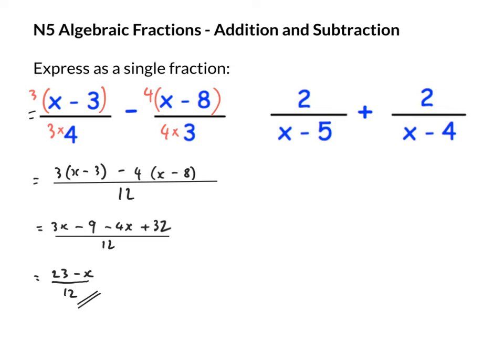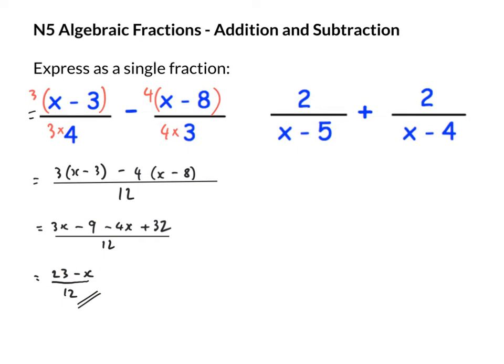So when I was multiplying fractions and dividing fractions, I didn't bother multiplying out any brackets. However, here I have to multiply out these brackets because I need to group the like terms together. This first bit has got some x's and some numbers. This bit here has got some x's and some numbers as well. For this to be simplified, the x's and the numbers need to be grouped together.